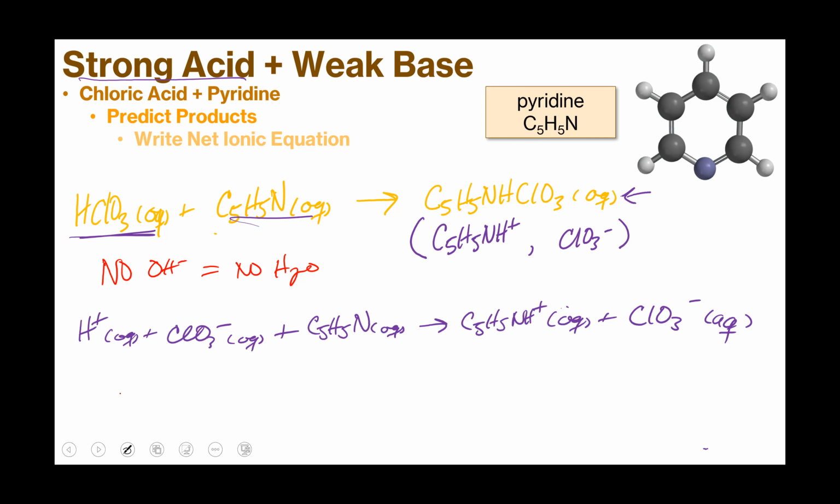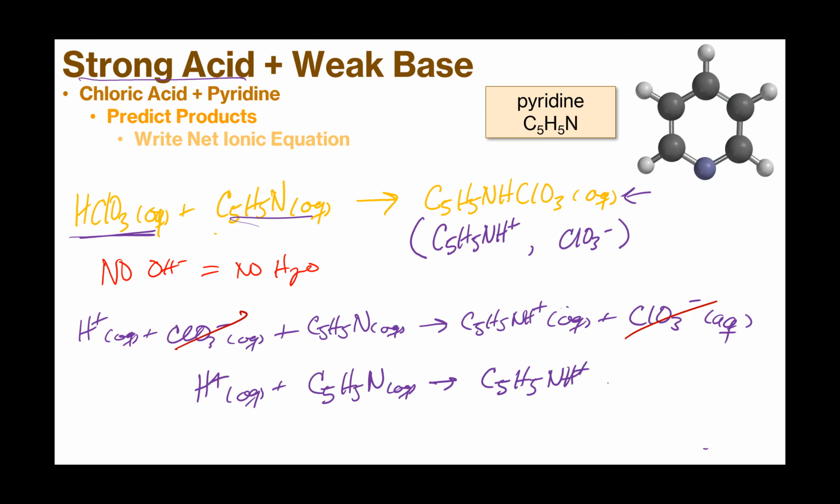Okay. Then the process is now the same. Look for the spectators. Chlorate is the only spectator. So the net is the rest of it. H plus plus pyridine makes C5H5NH plus aqueous. This pattern will feel similar no matter what the weak base is. Your products are going to look a little bit weirder because you don't have hydroxide, but this is how it works.